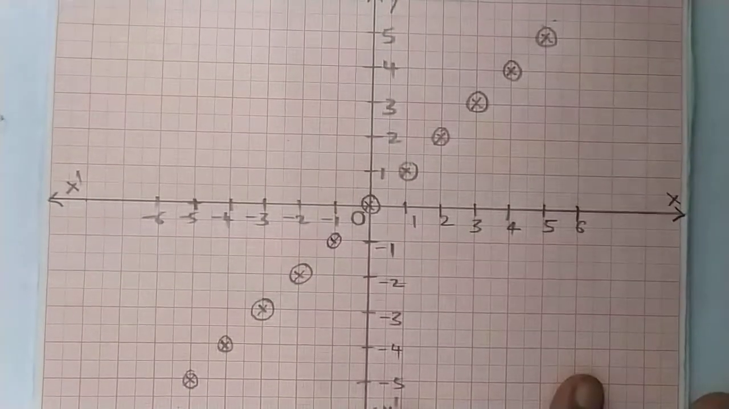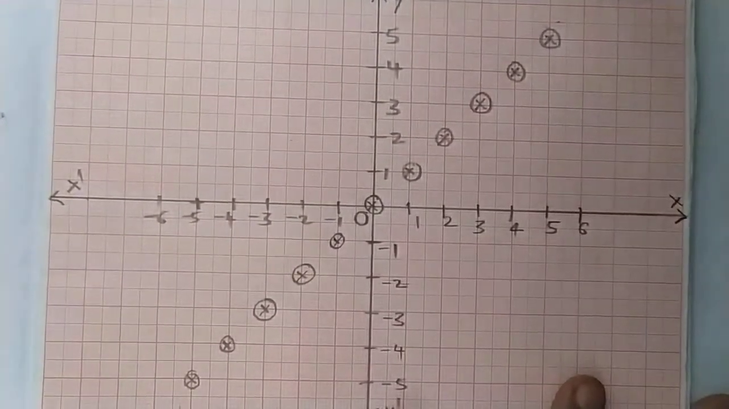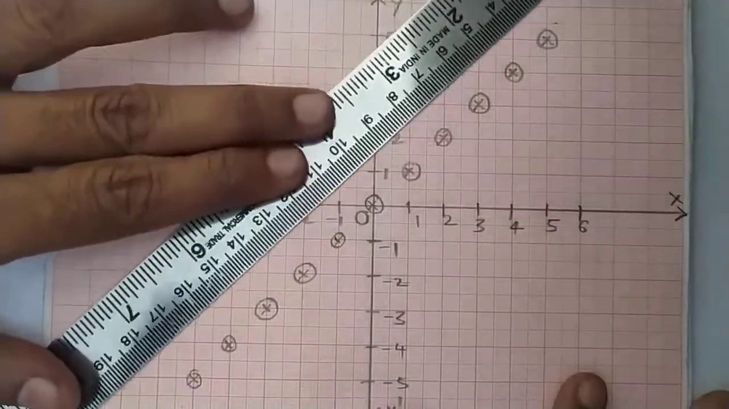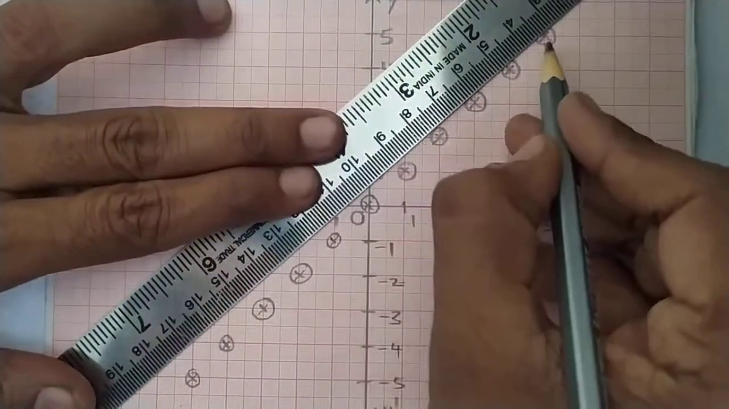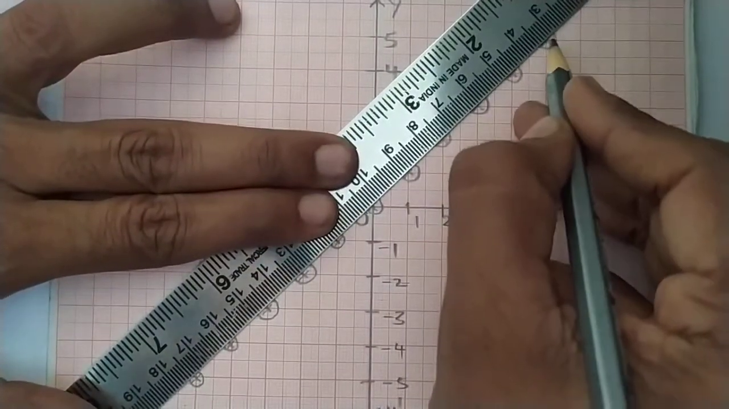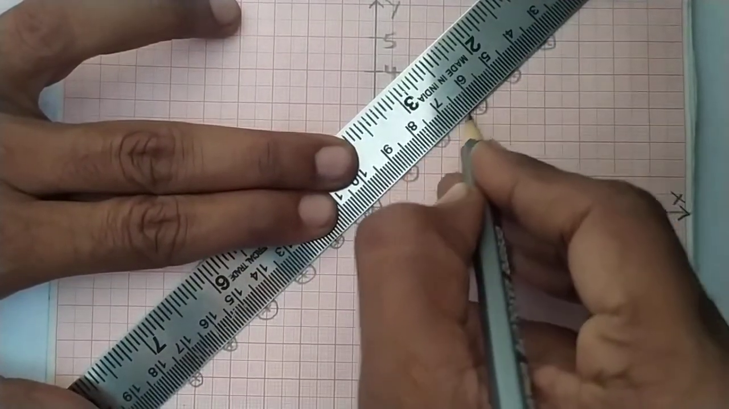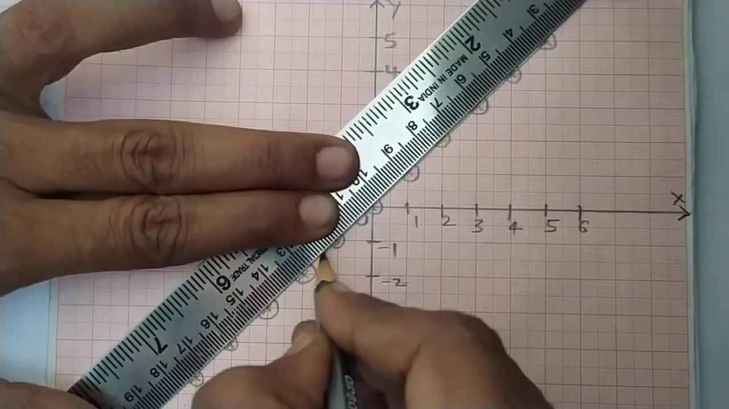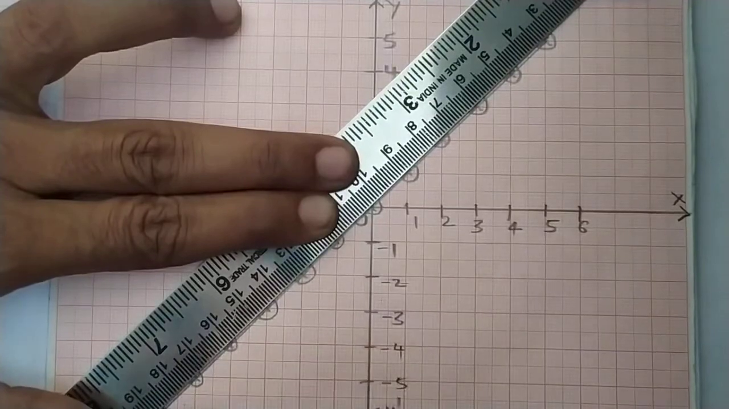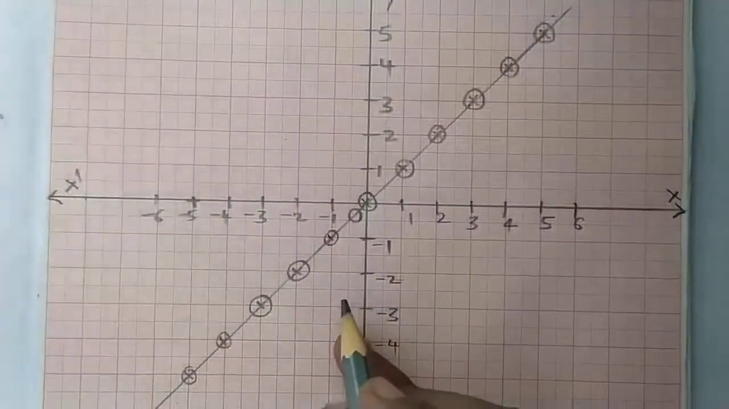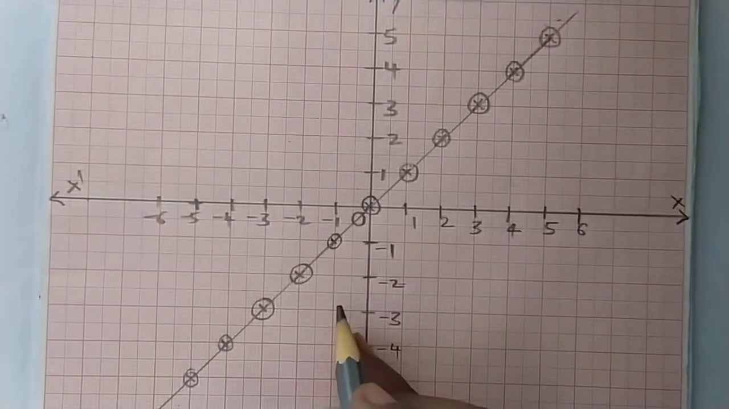You just join these points with the help of a scale. Finally, you will get the graph for the identity function. Join these points. Finally, we will get a graph for this function. It is the graph for the identity function.